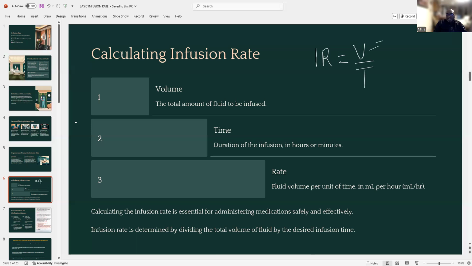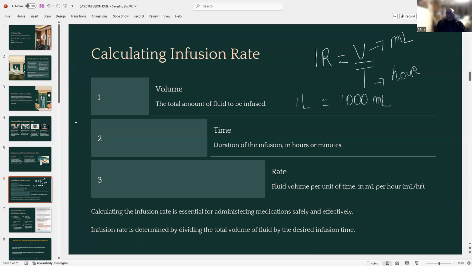This volume must be in milliliters, and this time must be in hours. This is what infusion rate is, we learned: the speed at which the medication is administered intravenously. Just for you to remember, 1 liter equals 1,000 milliliters. You have to remember this.